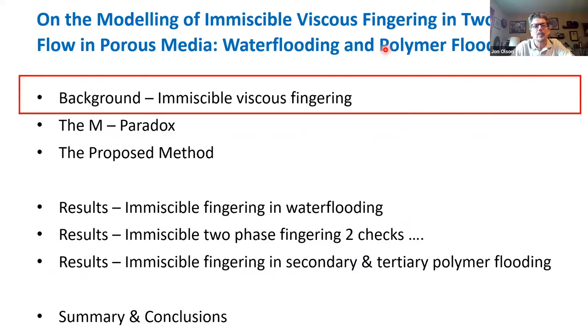Okay. This is the structure of the talk now. First of all, it's going to be on immiscible viscous fingering in particular. And there's a series of headings here, which we'll get to as we go through, and you can read them faster than I can say them. So let's just go ahead and jump straight in, okay?